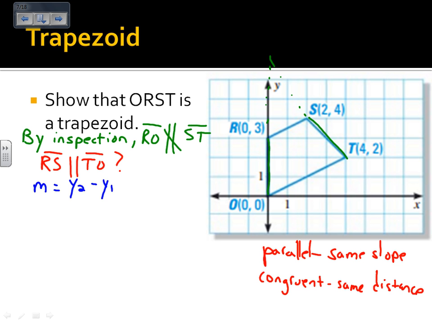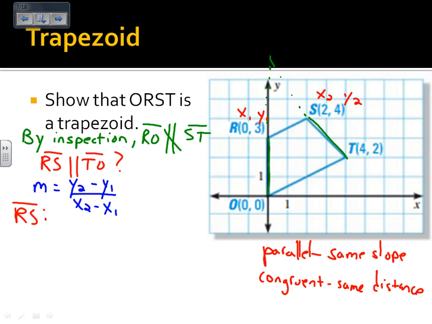y2 minus y1 over x2 minus x1. So a few hints from what I graded on your quiz. A lot of people did not list which one it was. So if you're going to do RS, let me know that you're doing RS by labeling it. A lot of people just threw some numbers out there. Yes, I can figure it out, but assume that I don't know what you're doing. Okay? So RS, let's label them, x1, y1, x2, y2.